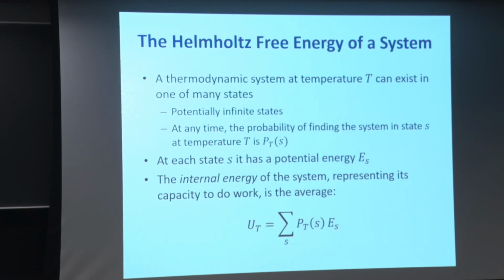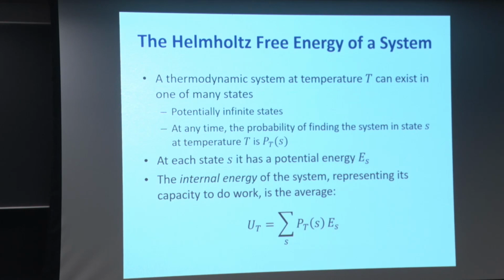So how do the thermodynamics actually work out? A thermodynamic system at temperature T can exist in one of many states, potentially infinite states. If you have n dipoles, there are 2 raised to n possible states that it can actually live in. At any time, the probability of finding the system in some state S is given by Pt of S, which is the probability, which is a function of T. I haven't told you what Pt of S is. I'm saying that there is some probability of this kind. At each state, it has a potential energy Es. This is what we saw, right?